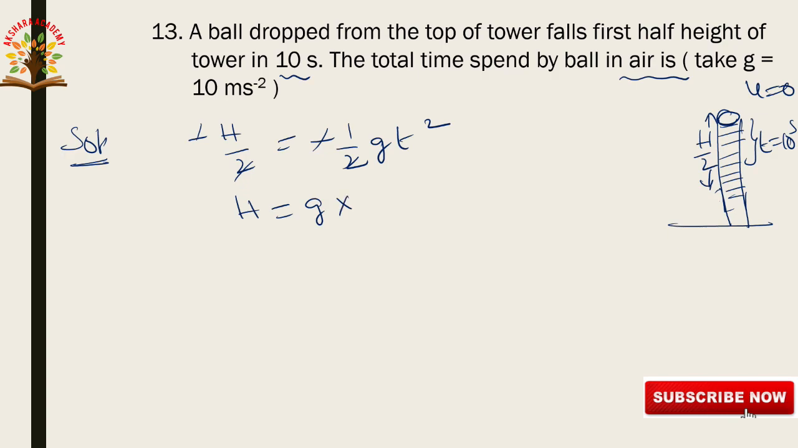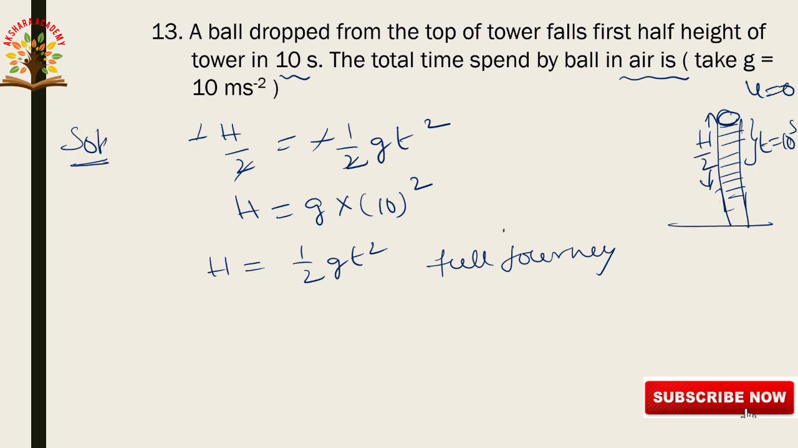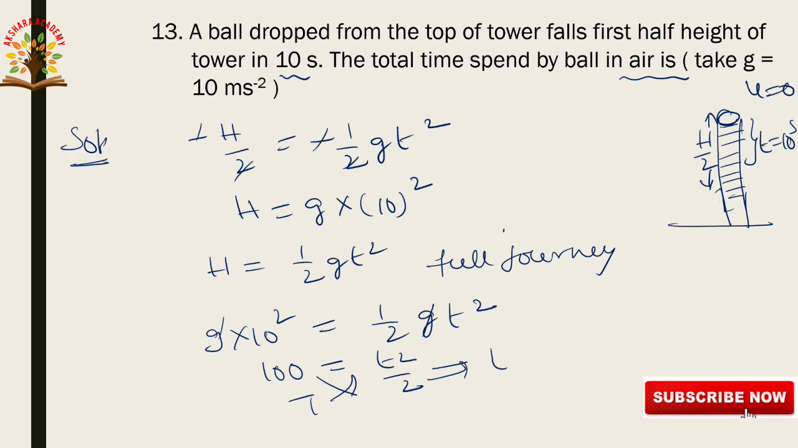t square, nothing but 10 whole square. So h is equal to half g t square for the full journey. Substituting, g into 10 square is equal to half into g into t square. Here g gets cancelled. Taking 10 square, nothing but 100. 100 is equal to t square by 2. Now taking cross multiplication, that implies t square is equal to 2 into 100, 200.